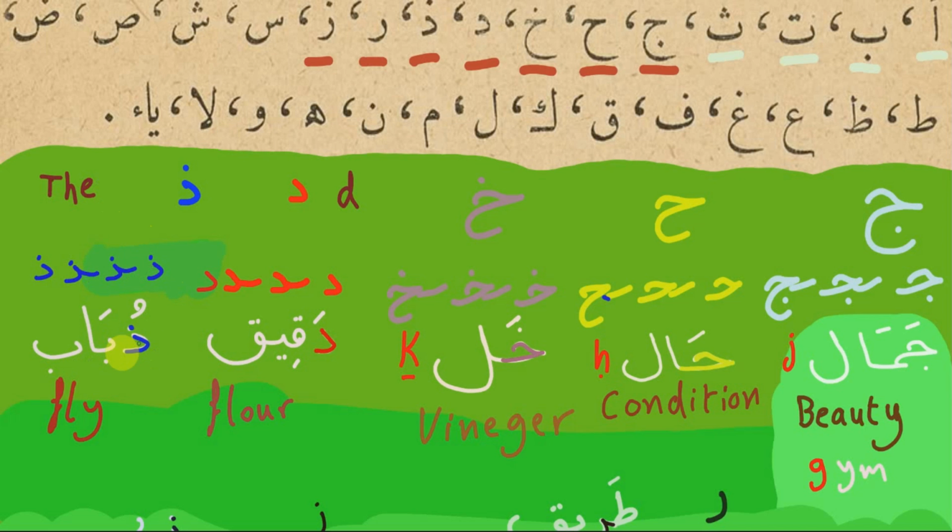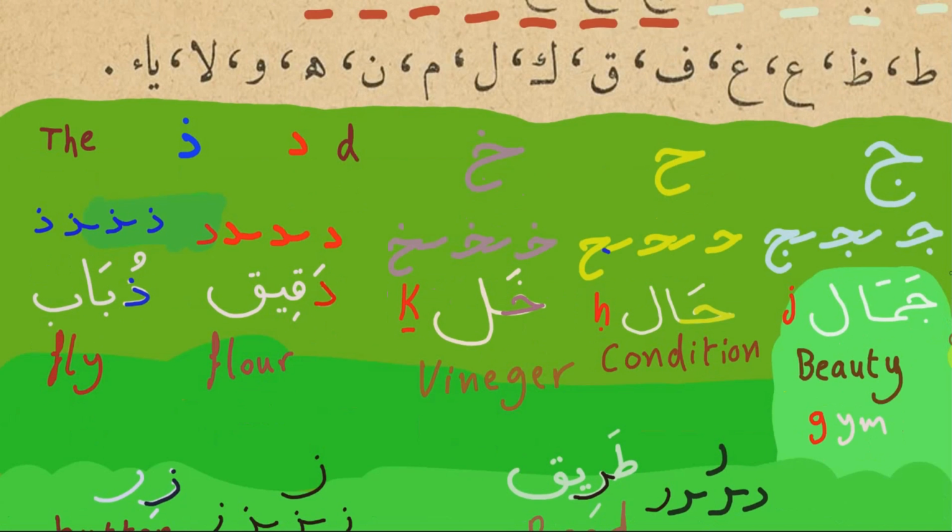Dhubab. You see the dh here is a short vowel, the u, dhu. That's why I say dhu. I don't say the or the. I say dhu. Dhubab, because of this diacritic or short vowel u, dhu. Dhubab, which means fly. The insect, fly. Dhubab. So that's for these letters.